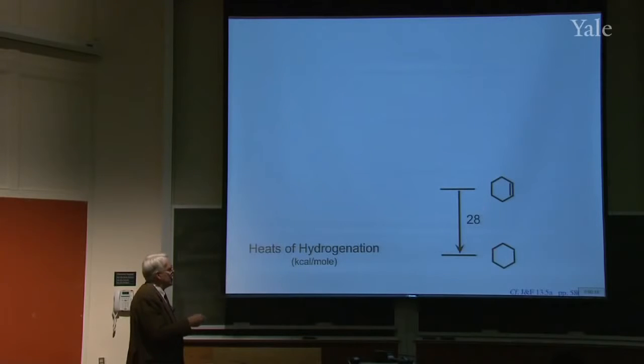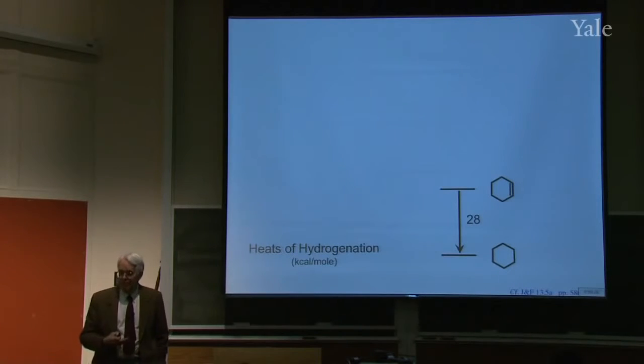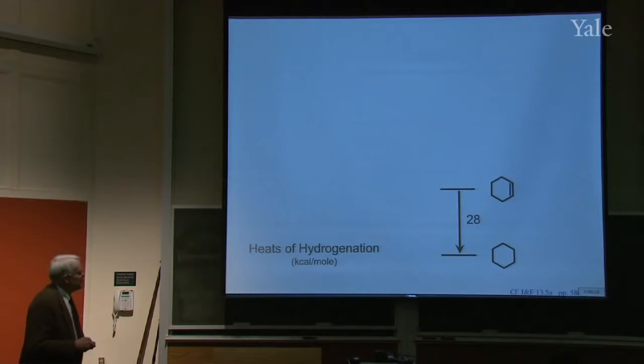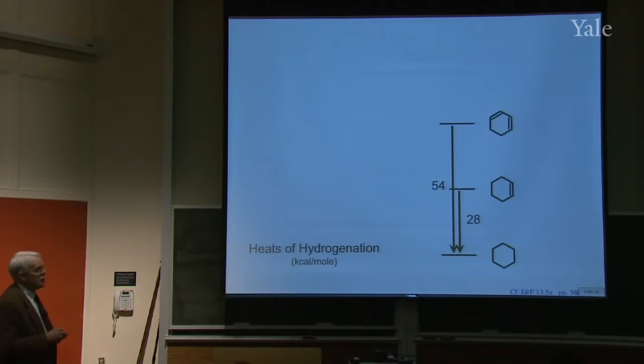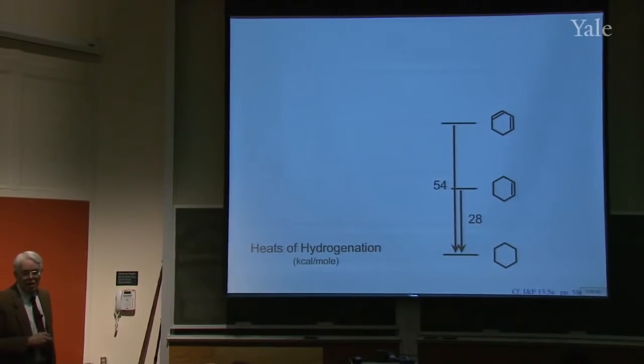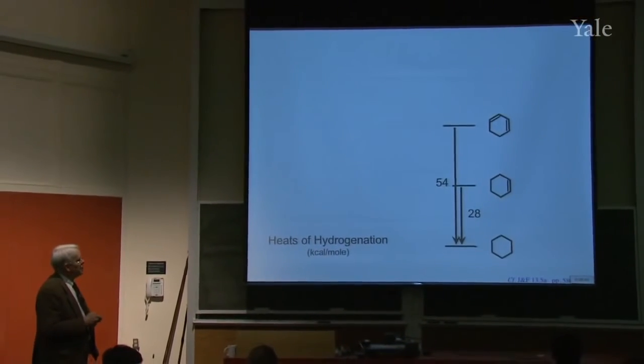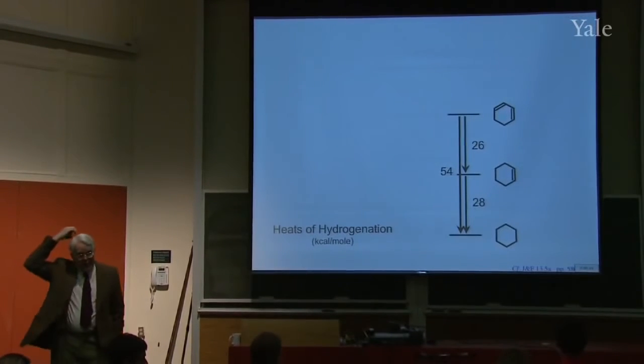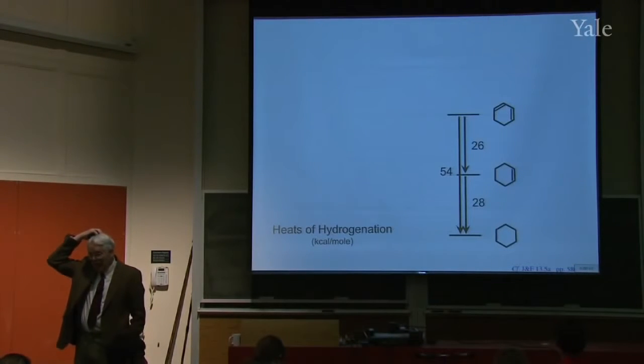Okay, now let's look at heats of hydrogenation and conjugation. So here's cyclohexane, here's cyclohexene. The heat of hydrogenation, to change this to that, is 28 kilocalories per mole, gives off heat, okay? Now let's take 2 double bonds, right? And they're conjugated, right? That turns out to remove both of those and go down here is 54, right? That is, the second double bond was worth 26. Is everybody with me on that?